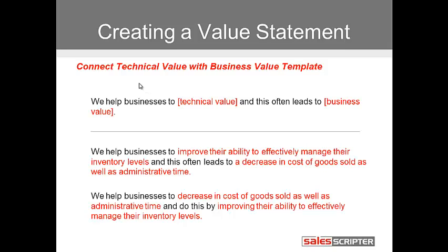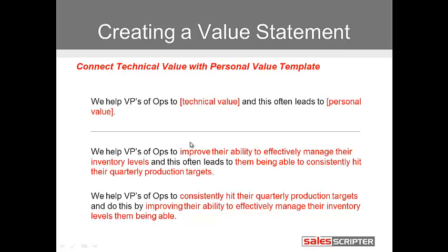Now, we can get a little fancier here, and we kind of showed one of these earlier, but we connect the technical with business. So we help businesses to improve their ability to effectively manage their inventory levels, and this often leads to a decrease in cost of goods sold as well as administrative time. And the bottom one is just the flip of that. You can basically lead with the business value, and we do this by technical value.